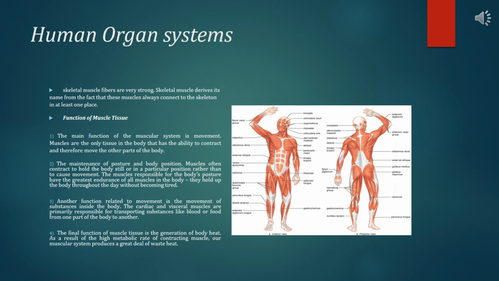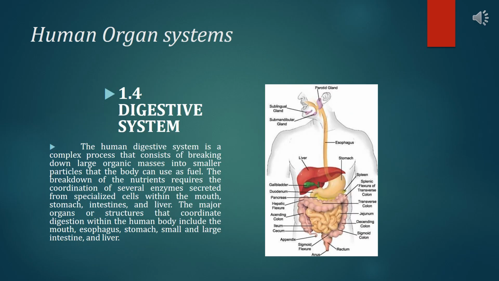Another function related to movement is the movement of substances inside the body. The cardiac and visceral muscles are primarily responsible for transporting substances like blood or food from one part of the body to another. The final function of muscle tissue is the generation of body heat. As a result of the high metabolic rate of contracting muscle, our muscular system produces a great deal of waste heat.